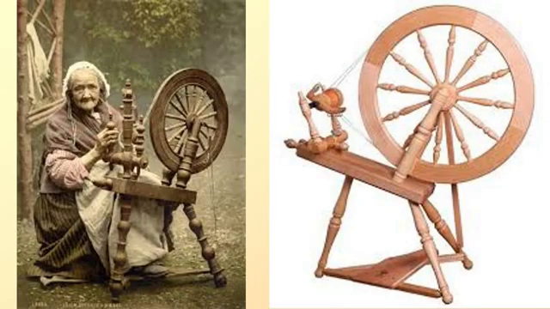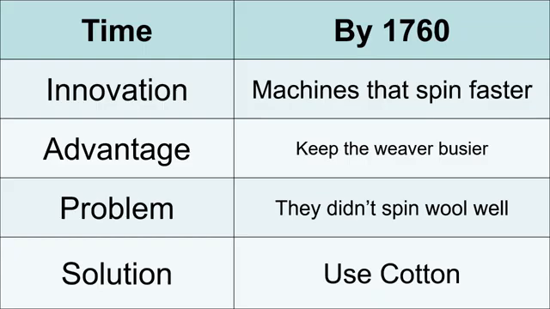This is a spinning wheel right here. So, the innovation is some kind of a machine that spins faster. The advantage was that you could keep the weaver a little bit busier. But the problem was that these early spinning machines didn't spin wool very well. So what was the solution to that?